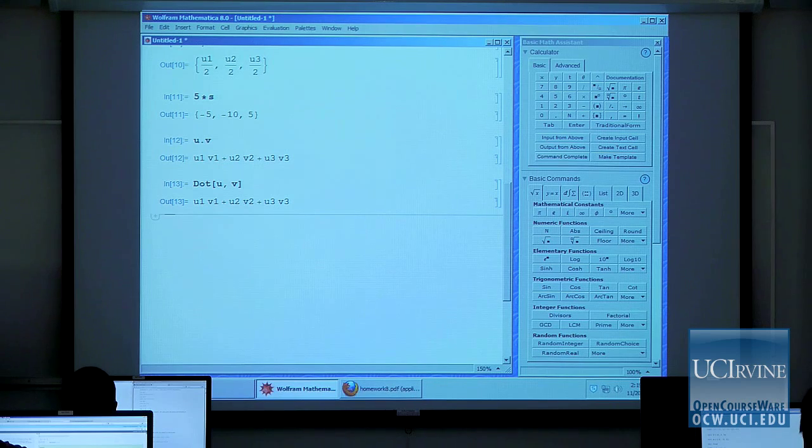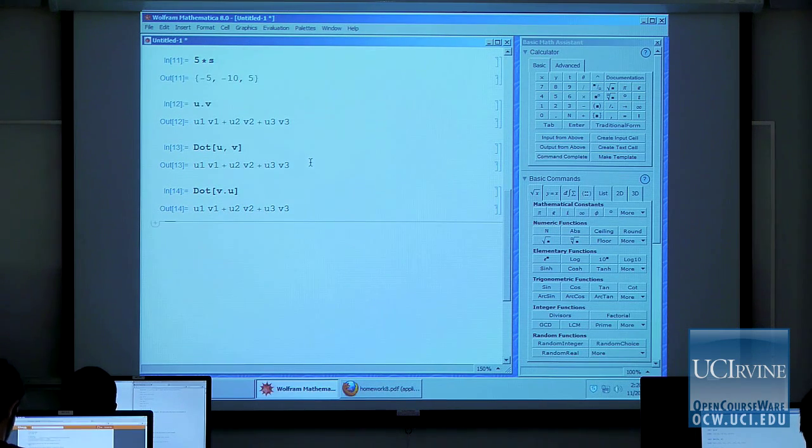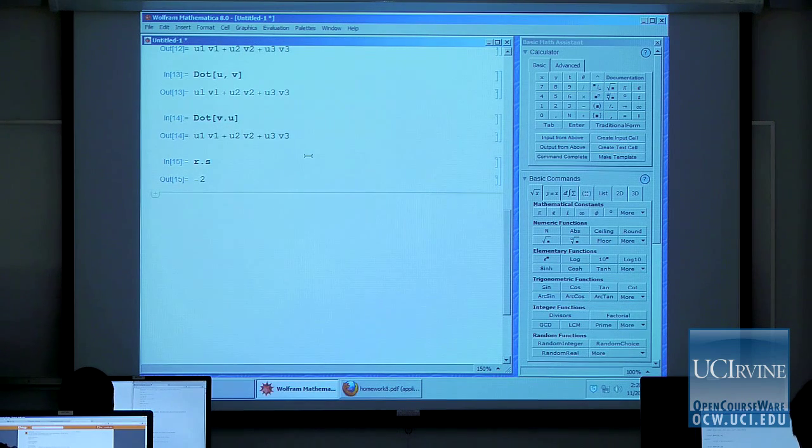All right. What if I dot V onto U? What should I get? Same thing. So this illustrates that the dot product is what we call commutative. Right? U dot V equals V dot U. All right. What happens if we dot R and S? Then we get a single number, as we should, a scalar.